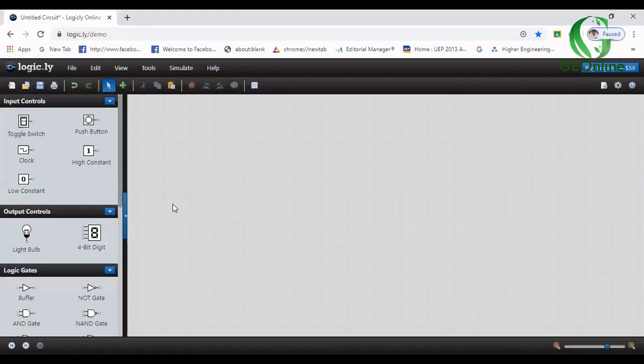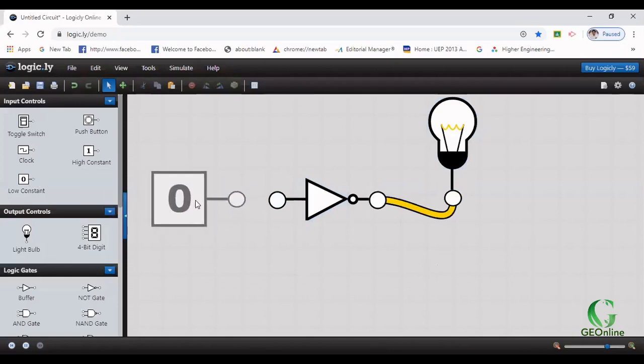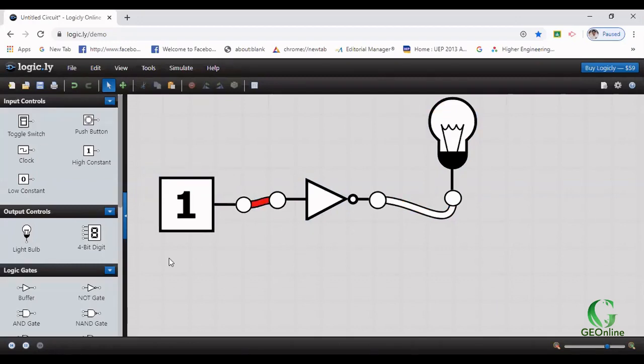Now let us see how all these gates work. First one is NOT gate. So the output of the NOT gate is the inverse of input or complement of input. For the output, let us have a bulb. I'm connecting this. Now first one 0 to the input. So when the input is 0, output goes to high state. So when this is high, output is low.